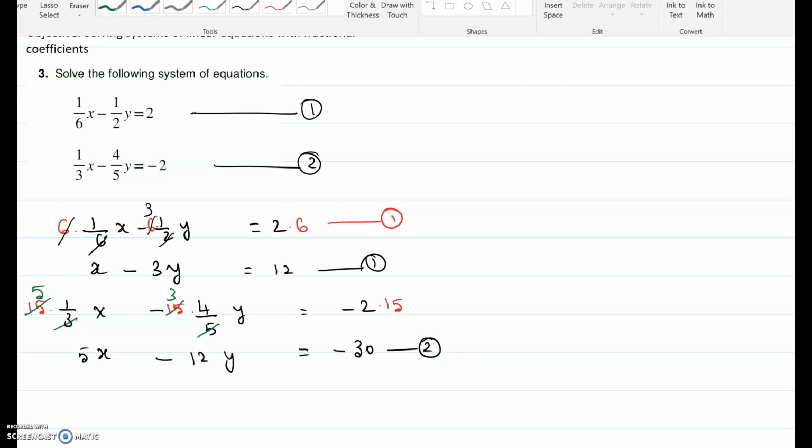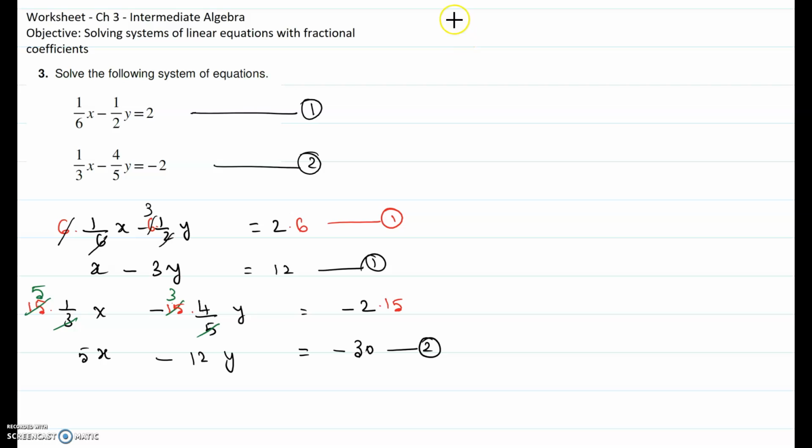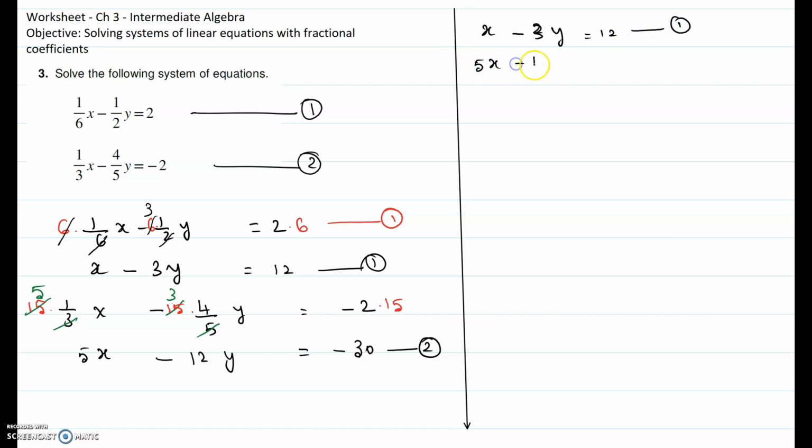So we have now two equations, equation 1 and equation 2, which looks familiar to us. It's like objective 2, like problem number 2. So we have two equations, x minus 3y equal to 12. And the second equation is 5x minus 12y equal to negative 30.